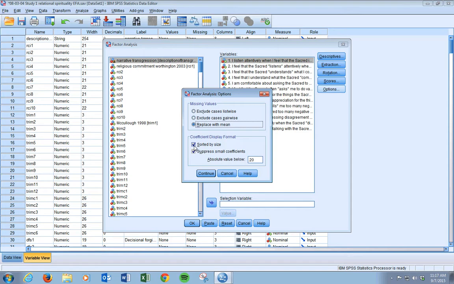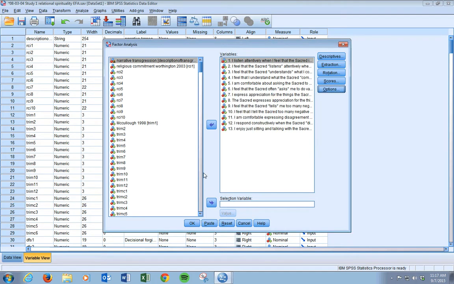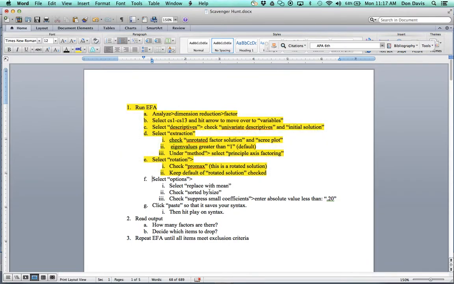That's sorting the factor matrix by size, and I suppress less than 0.20. Our criterion is we want above 0.50 loadings and cross loadings less than 0.25. But if there's something that's right on the cusp, I want to be able to see that. But stuff that's well below, I'm not worried about. So that's this one. And we're going to hit paste.